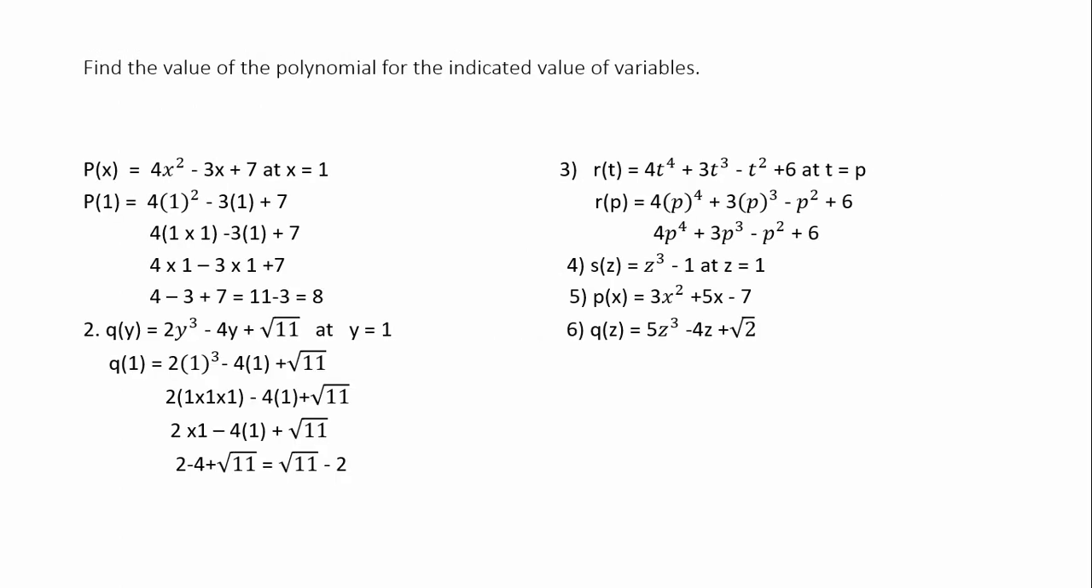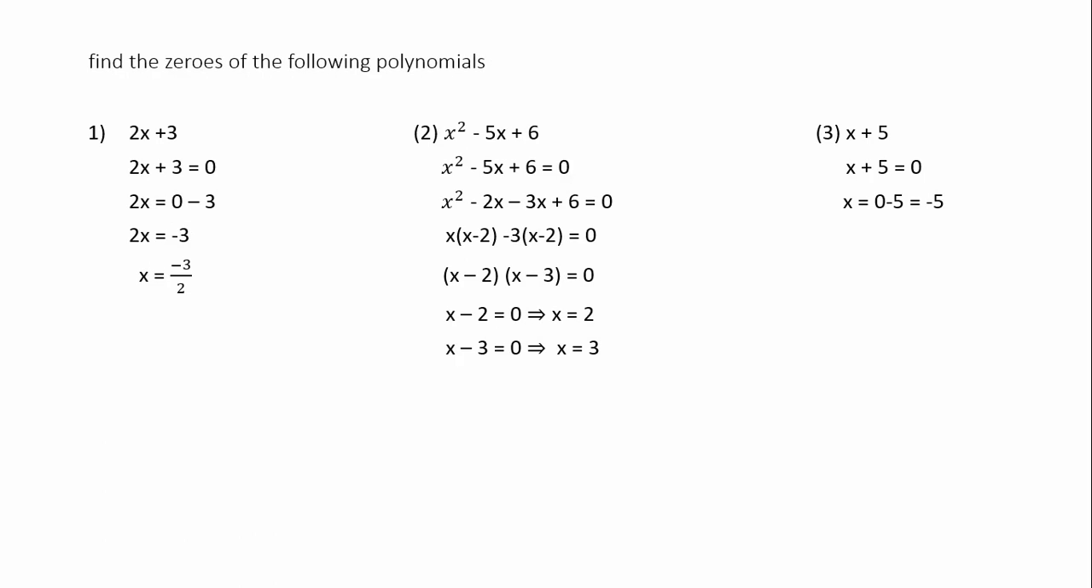Here you found the value of the variables. Now you have to find out the value of the zeros of the polynomials. The first one is given as 2x plus 3, which is called a linear equation. Whenever you are asked to find the zeros of the polynomial, the first step is to equate that polynomial with 0. 2x plus 3 is equal to 0.